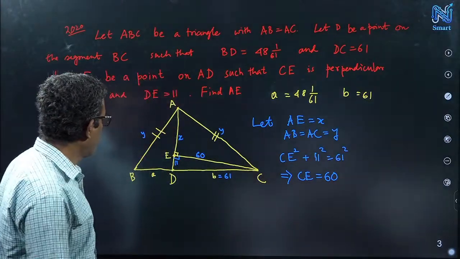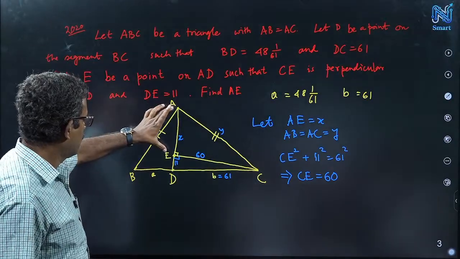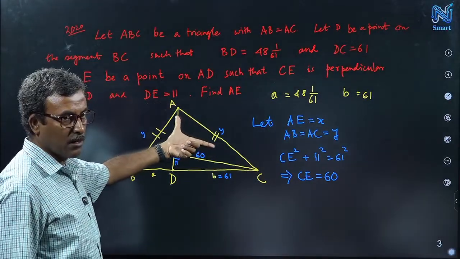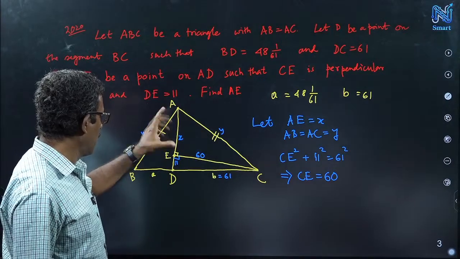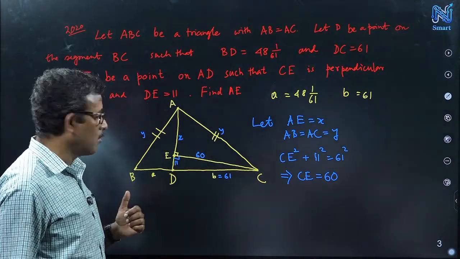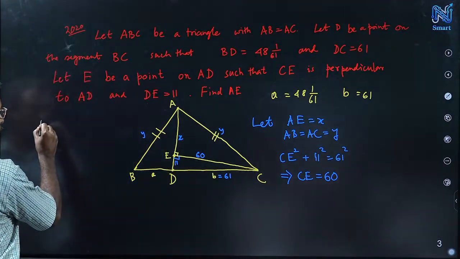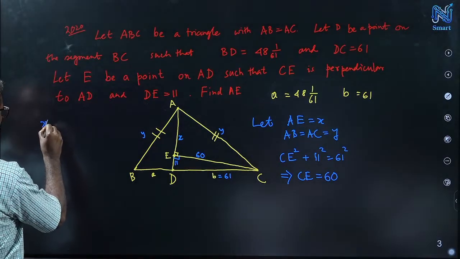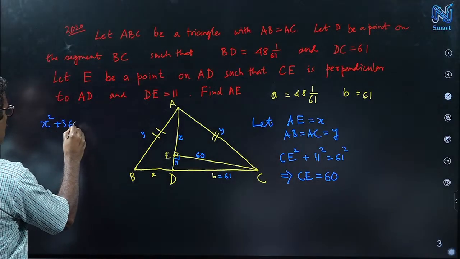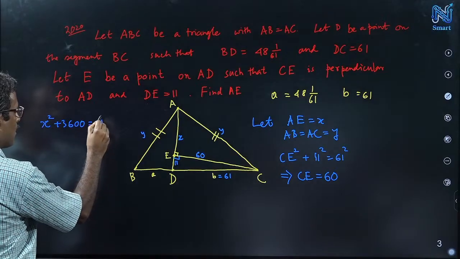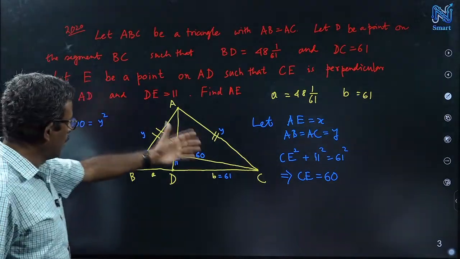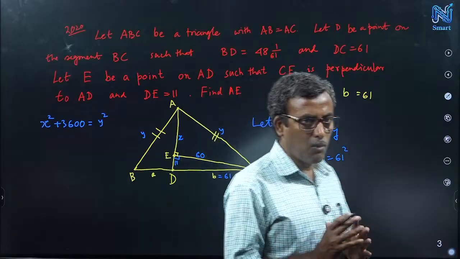Then how to find X? To find X you need Y, right? X square plus 60 square is Y square. So one equation we have. So X square plus 3600 is Y square. But again we have two variables, so we need one more equation, right?